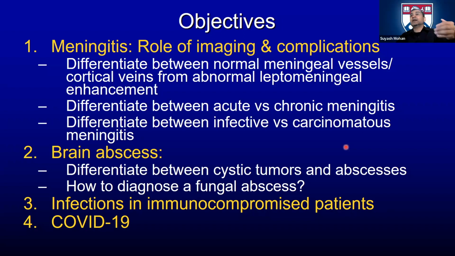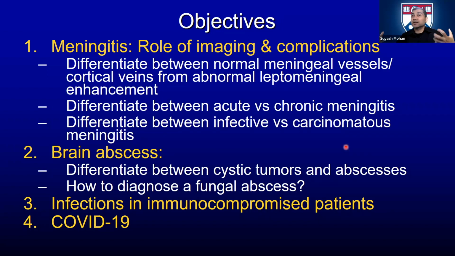Then if meningitis progresses, it can cause brain abscesses, right? And we'll talk about brain abscesses. Brain abscesses can be, again, of different kinds. It can be bacterial abscess, right? Pyogenic brain abscess. Then you can have a fungal abscess. You can have a tubercular abscess. Many of these will look similar on imaging, but how do we distinguish between these, right? So I will teach you those things.